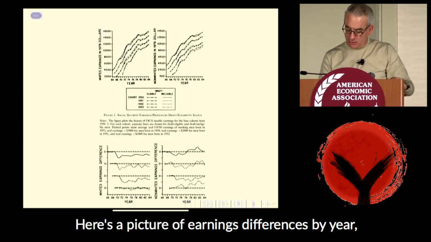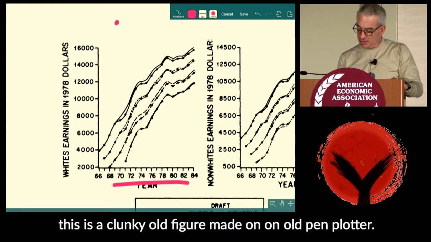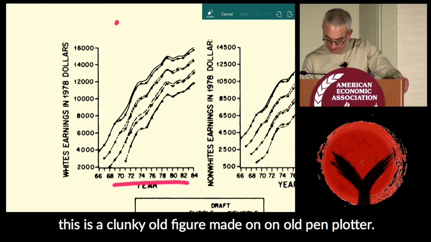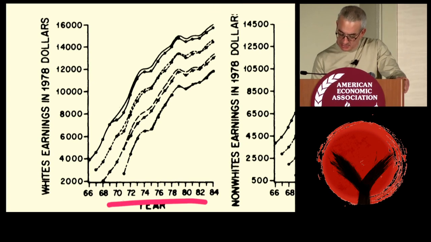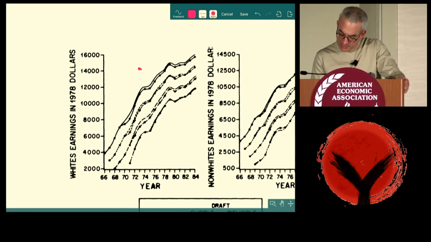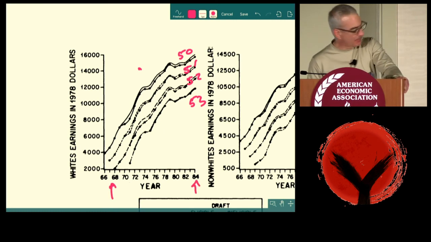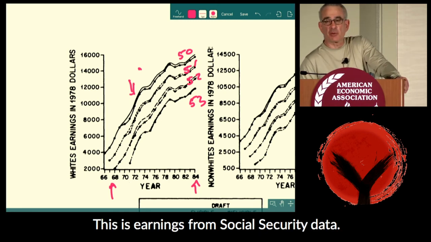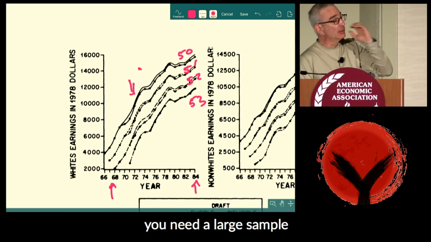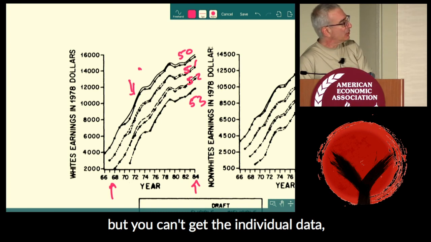Here's a picture of earnings differences by year. This is a clunky old figure made on an old pen plotter. Earnings differences for men born in 1950, 51, 52, and 53. Earnings from the late 60s through 1984. Two lines for each year of birth. This is earnings from Social Security data. This is an example where you need a large sample and you want to use tax records, but you can't get the individual data because of the law.